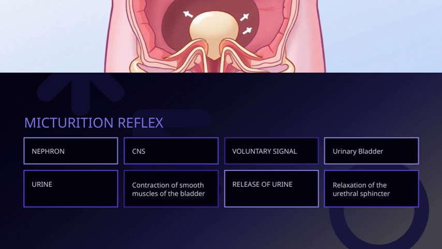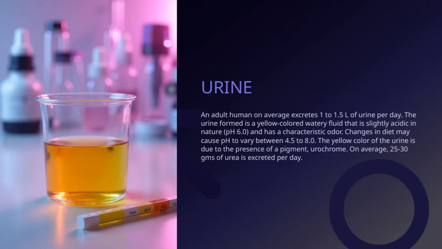we urinate. On average, an adult human excretes about 1 to 1.5 liters of urine each day. This urine is a yellow-colored, watery fluid that is slightly acidic, with a pH around 6. It also has a characteristic odor that we can often recognize. It's interesting to note that changes in diet can cause the pH of urine to vary quite a bit, anywhere from 4.5 to 8, depending on what we eat.